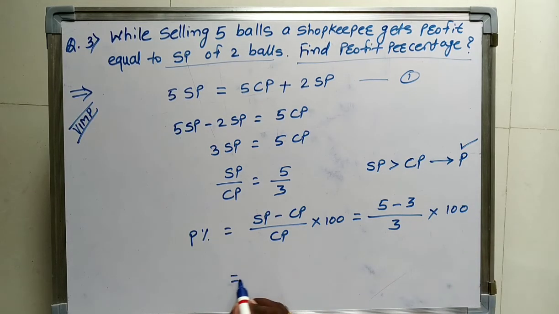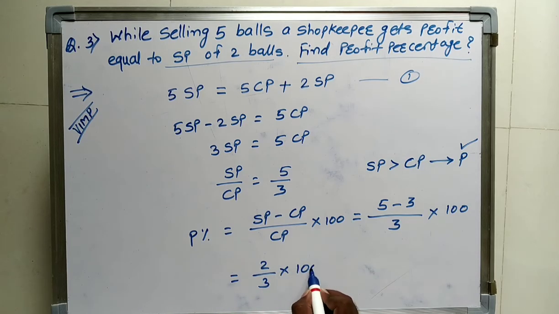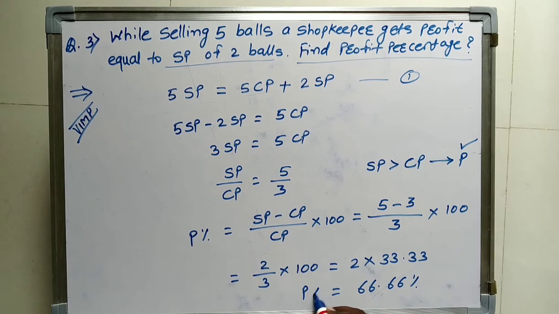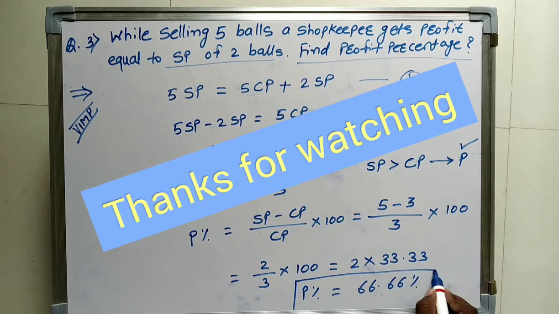So we can write 2 upon 3 multiplied by 100. We know that 100 upon 3 is 33.33, so we can write 2 into 33.33. So our answer will be 66.66%, or we can write 66.67% also. It will be the right one.